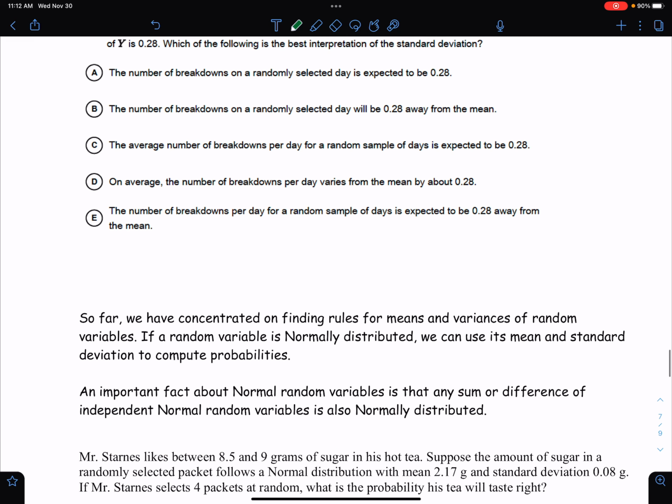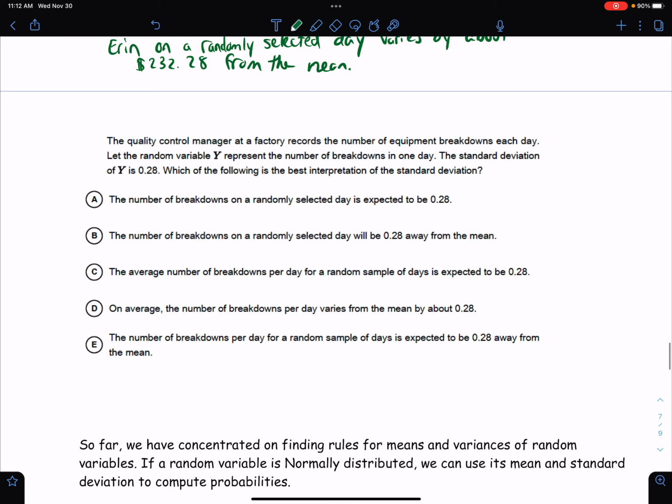That's it. On the next page, I want you guys to try this multiple choice question and pause it, play the video once you're done, and I'll explain. Correct answer for this one, be careful how it's worded. The only one that says on average it is about 0.28 away from the mean is D.